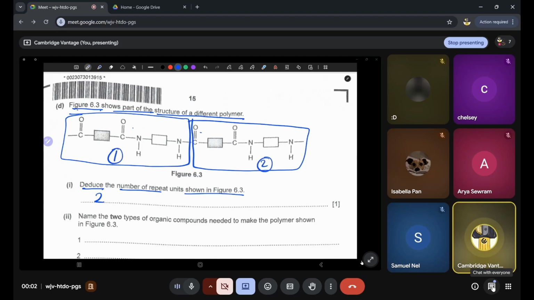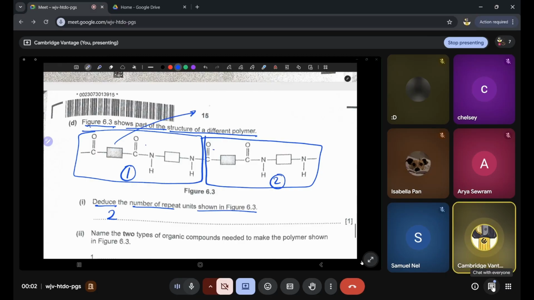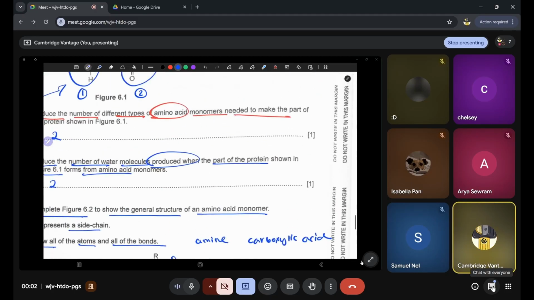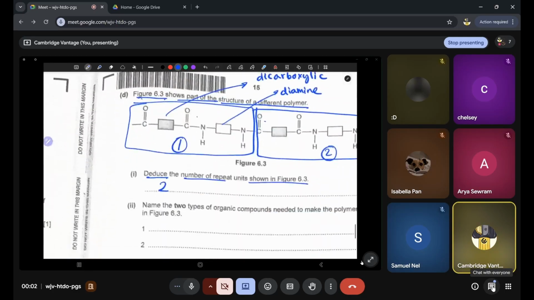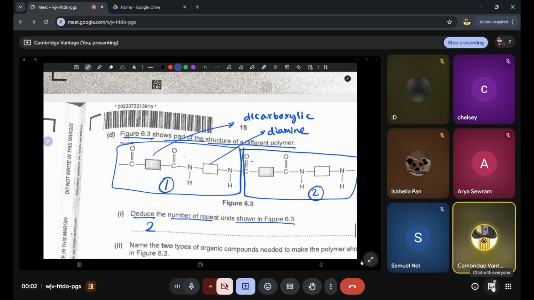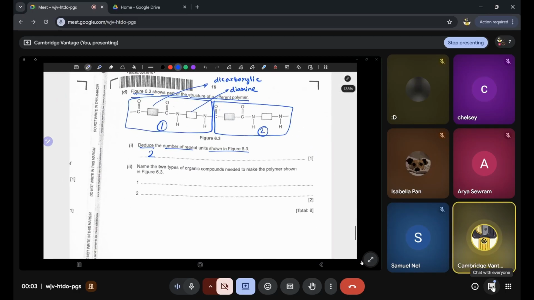Because the dicarboxylic acid, this part is called a dicarboxylic acid, and this part is called a diamine. To form an amide or a polyamide, we need a dicarboxylic acid and a diamine, or we need an amino acid. So one repeat unit over here consists of 1 dicarboxylic acid and 1 diamine. The two of them combine to form a repeat unit over here. So for this question, the answer should be 2. Is this clear for all students?